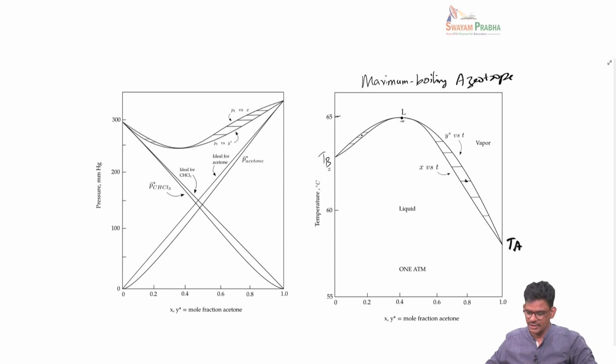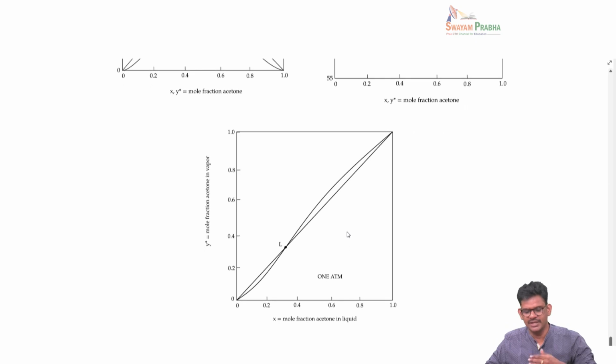Okay, so I urge you to go through the textbook, take a look at all these pictures and try to understand what these pictures mean. Okay, how the data is presented. This is extremely important when we go to the design of distillation columns. Okay, so please read the textbook.